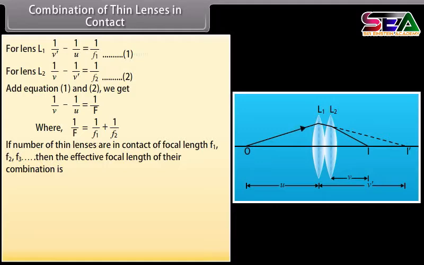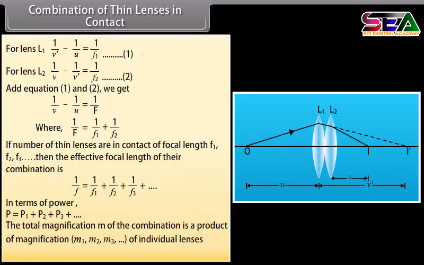If a number of thin lenses are in contact, of focal lengths f1, f2, f3, then the effective focal length of their combination is 1/f is equal to 1/f1 plus 1/f2 plus 1/f3, and so on. In terms of power, P is equal to P1 plus P2 plus P3, and so on. The total magnification M of the combination is the product of magnifications M1, M2, M3 and so on of the individual lenses. M is equal to M1 times M2 times M3.